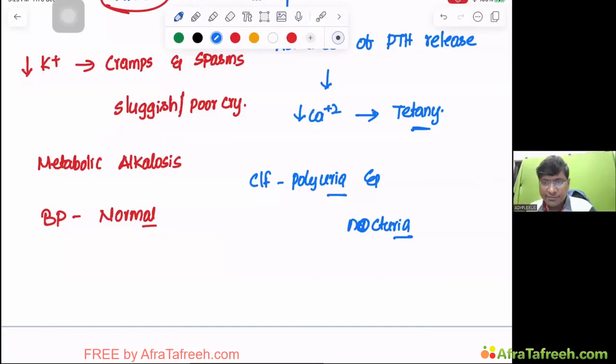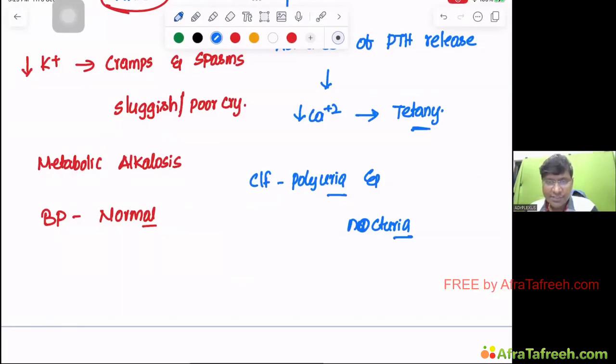Labs we have already discussed. It is metabolic alkalosis, with hypokalemia and hypomagnesemia, and the blood pressure will be normal. That is about your Gitelman syndrome.